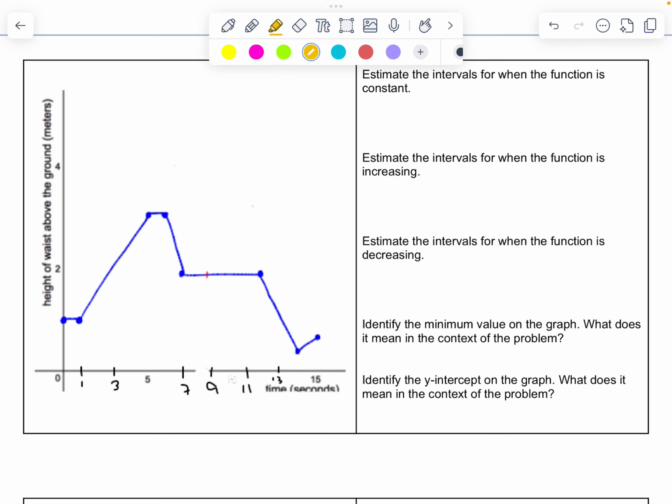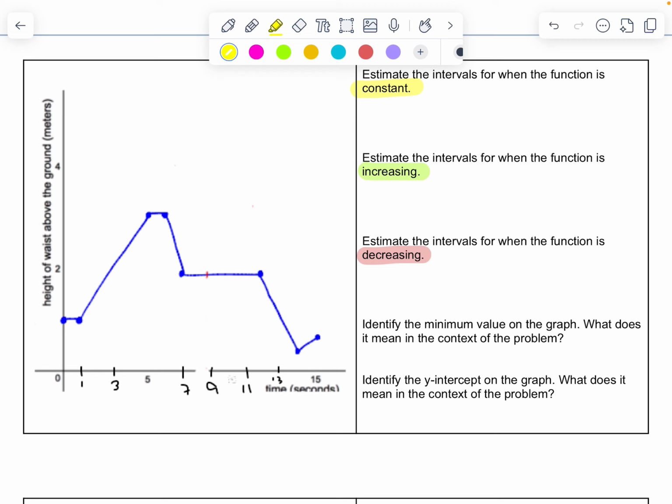So I want to go ahead and take a moment and highlight certain things, just to kind of color coordinate some things. I'll go ahead and highlight the different concepts here and what we're looking for. So the first thing I'm going to do is, it's asking me here, I want to estimate the certain intervals. And we know that that's going to be an x-value conversation, but where can I find them on the graph?